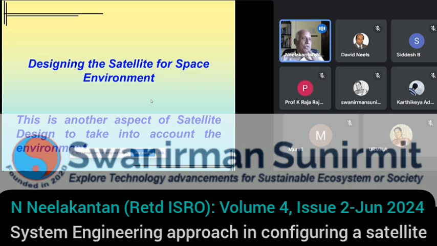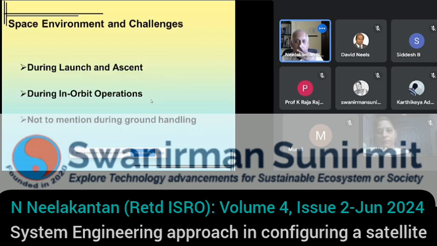Also, we have talked about the physical and electrical configuration of the satellite and design of the satellites, accommodation of the payloads, platform systems, how to assemble the spacecraft. But we have to keep in mind that the spacecraft has to be designed for the space environment. And the space environment during launch and ascent, during in-orbit operations, and also during ground handling, during transportation to various facilities.